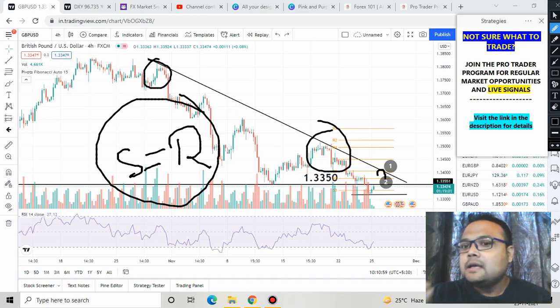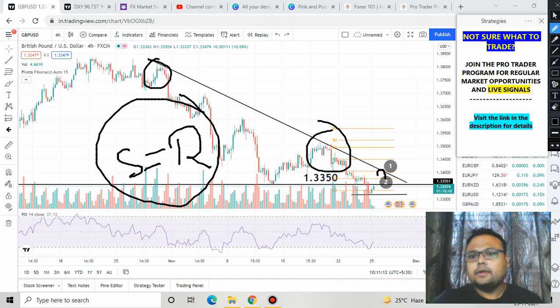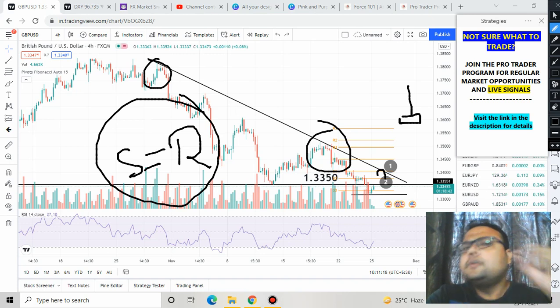sell position, but this is not a very safe level. To be very honest, this is not a very safe level because we still do not have the confirmation whether 1.3350 will be acting as the new resistance or not. Once we get the confirmation in the form of a shooting star pattern like this or good price rejection from above, you can take a sell position.